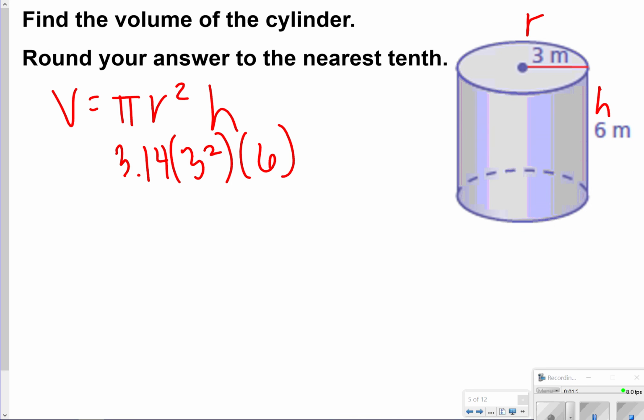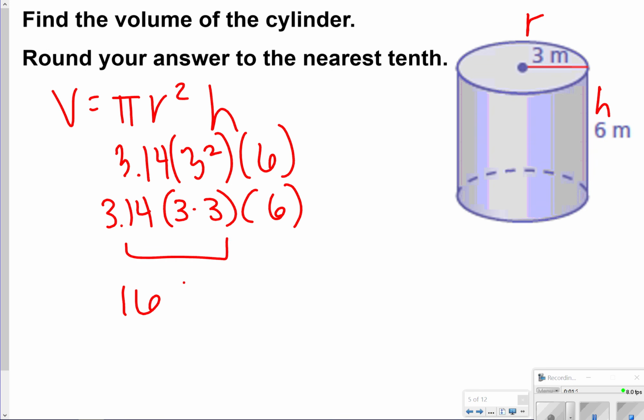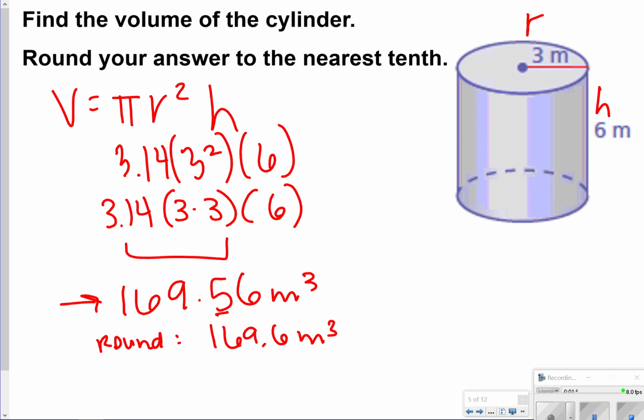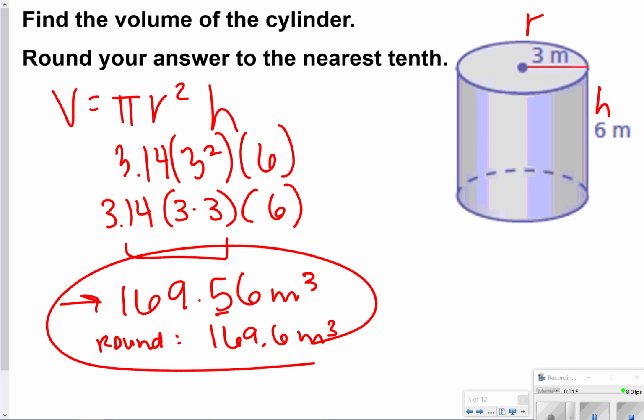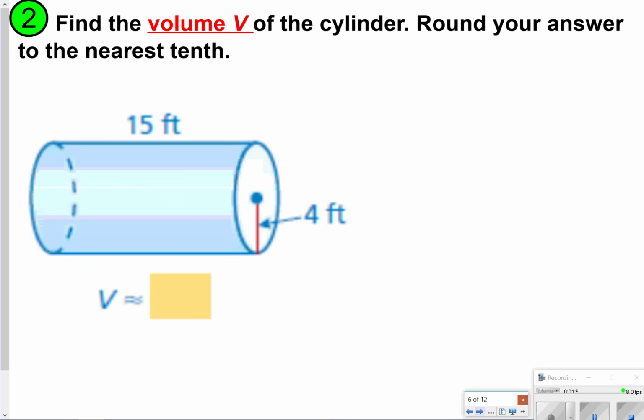Okay? If you type that into your calculator, that's going to be 3.14 times 3 times 3 times 6, and that is going to give me 169.56 meters cubed. And if you wanted to round it to nearest tenth, I won't really rely on that for your homework or your test. As long as you can get here, this is great. But if you rounded, it would be 169.6 meters cubed, because rounding to the nearest tenth would be looking at that 5. Okay, so you're going to try this one on your own.